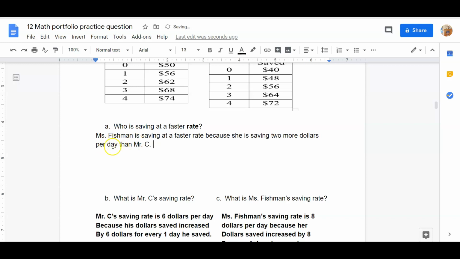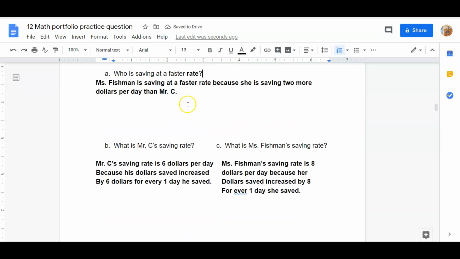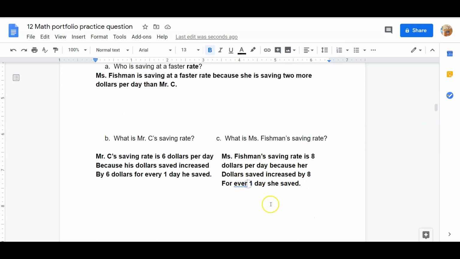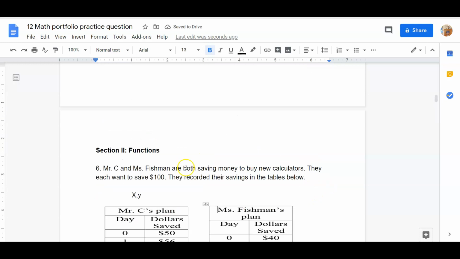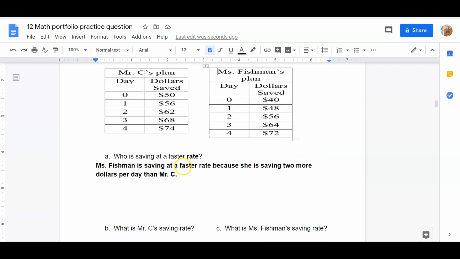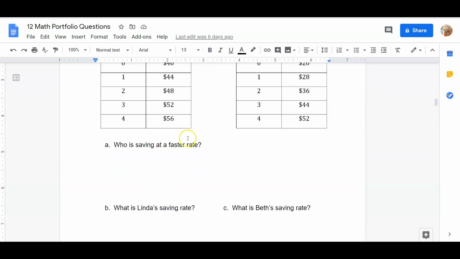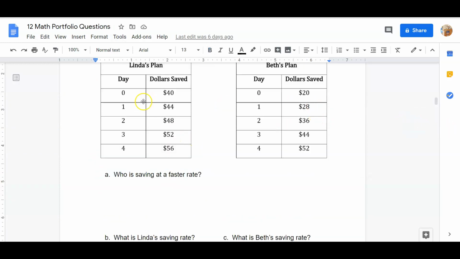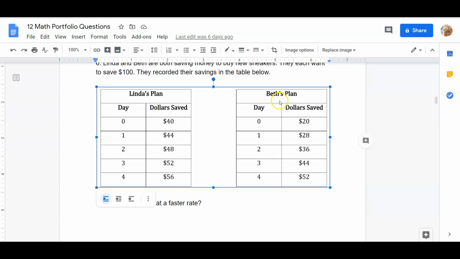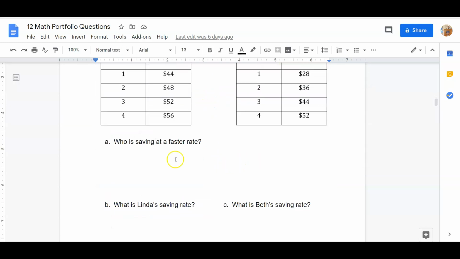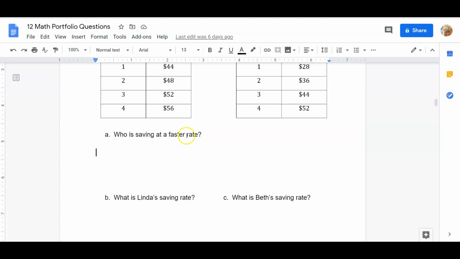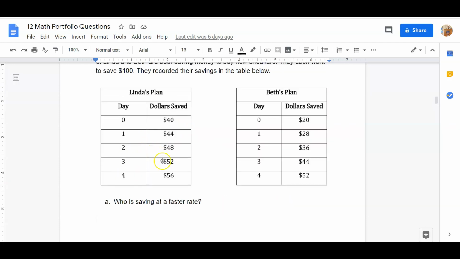And that's all you need. When you tell me it's $2 more per day, I understand that you know the difference is 8 and 6. Now, these answers need to be, again, in these kind of sentence formats. And you'll see that there's different saving rates for Linda and Beth when you get to this problem. Just answer the questions the same way, reading the tables, and you'll be fine. All right?